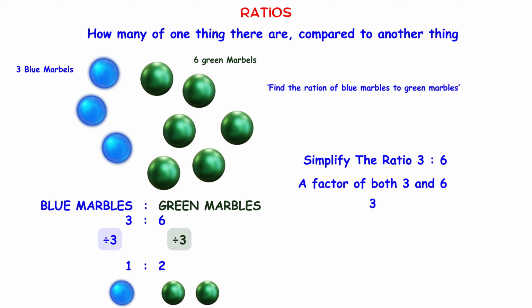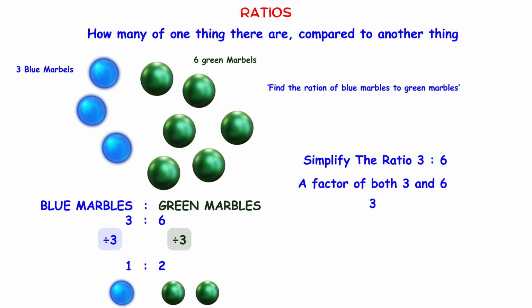And all the ratio really means is that for every 1 blue marble, there are going to be 2 green marbles. To see what I mean, if we look back at our original marbles, we can see that for this top blue one, there are these 2 green marbles. Then for this middle blue one, there are these 2 green ones, and for the bottom blue marble, there are these 2 green ones. So for every 1 blue marble, there are 2 green marbles.